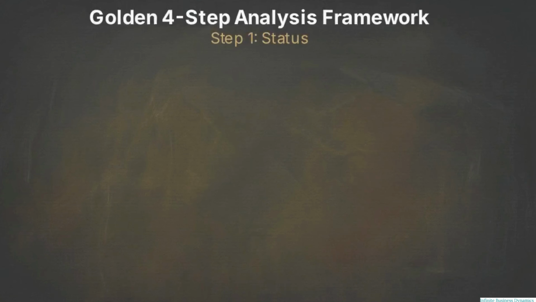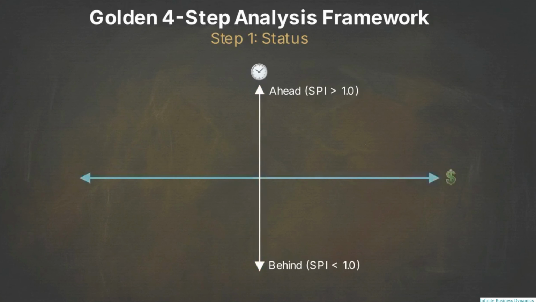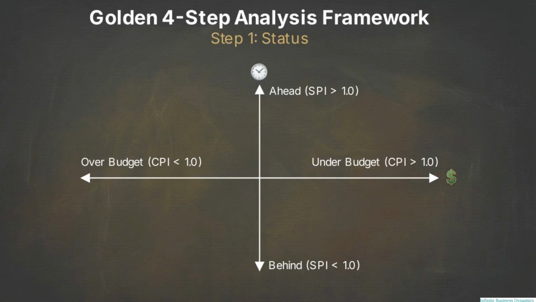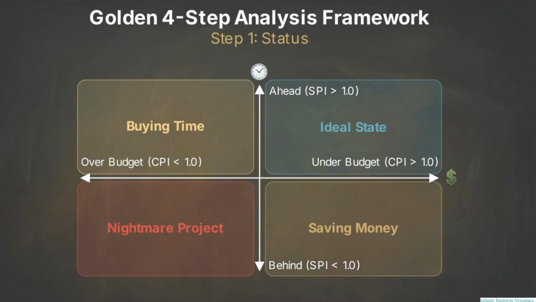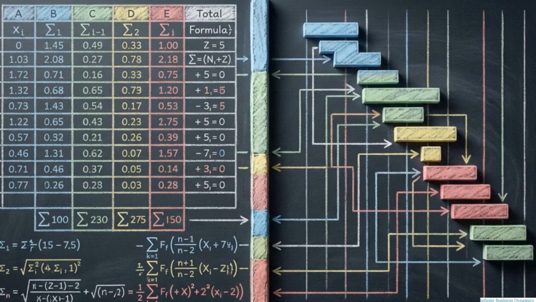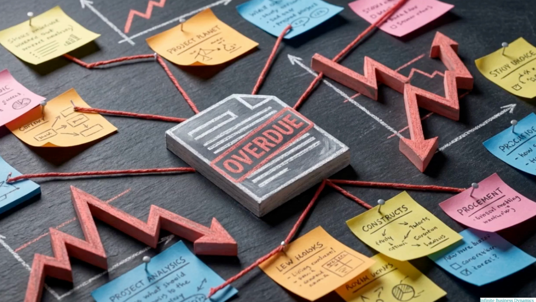This diagram maps the 4 states of project health. The vertical axis represents your schedule, ahead on top, behind on the bottom. The horizontal axis tracks your cost, over budget left, under budget right. This is the 4-step analysis framework. Bridging the gap between raw math and corrective action is what separates a correct answer from a common pitfall. Let's apply the framework, starting with Scenario 1, the nightmare project, where everything is failing.